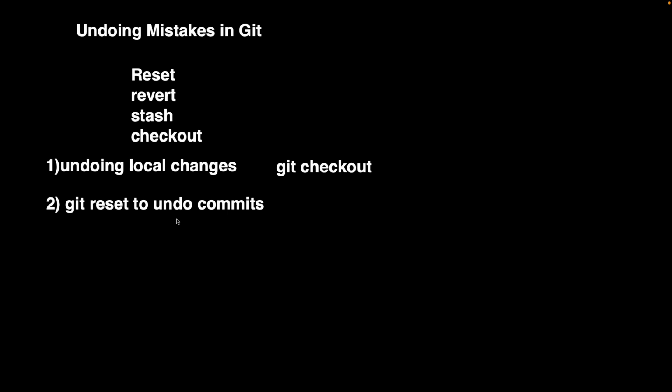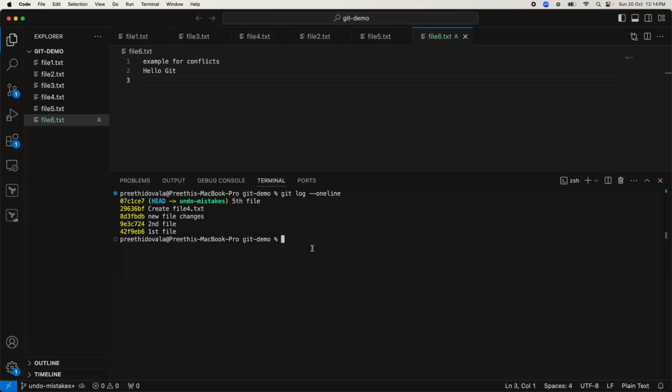Now let us see undoing the commits with the git reset command. So this is the local repository, and now if you see the git log, I'm having a bunch of commits. A git log will show you the commit history.